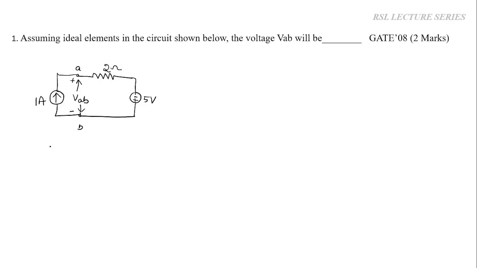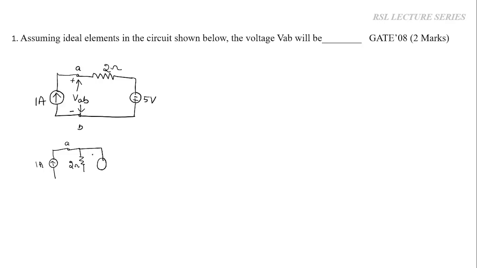The current source value is given by Ohm's law, I is equal to V by R. The rest of the elements will remain as such. That is, the 1 ampere source will remain as such. Now this point is A. Now this 2 ohm resistor which was in series will become parallel with the current source.